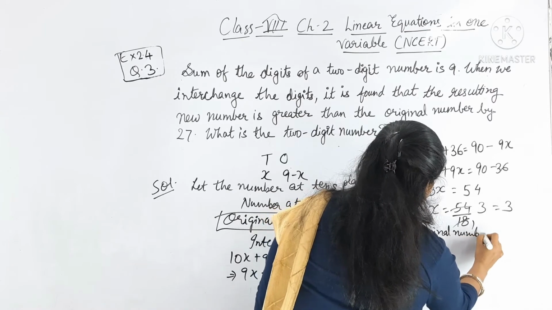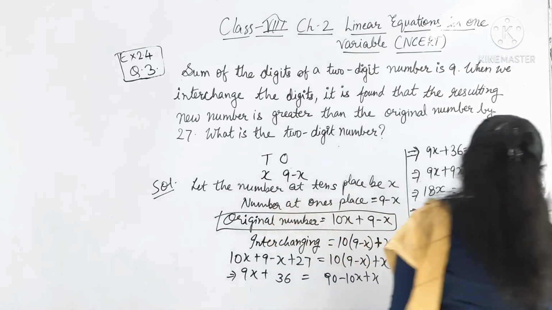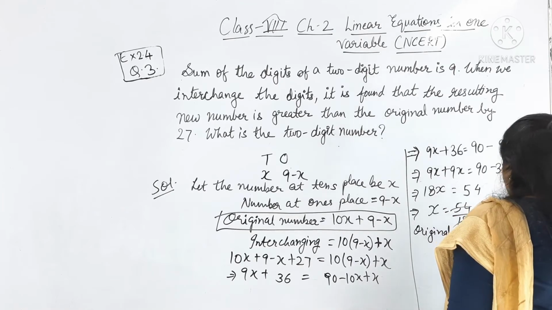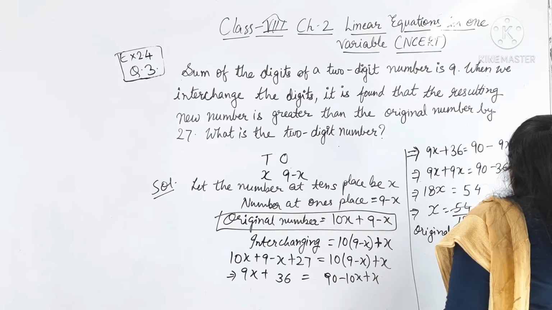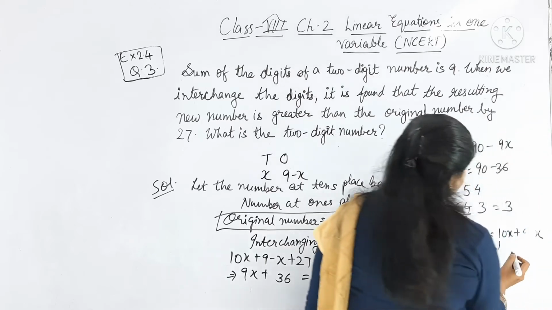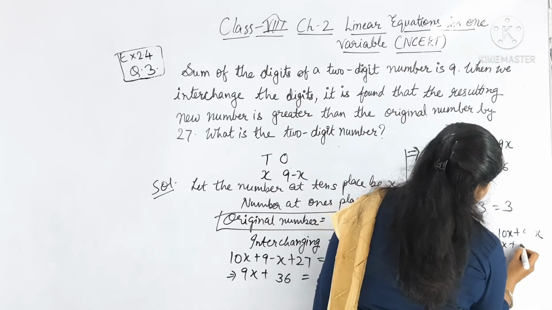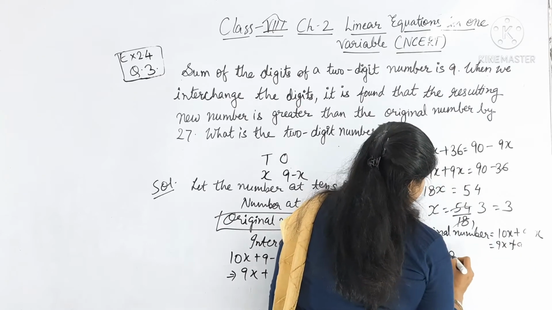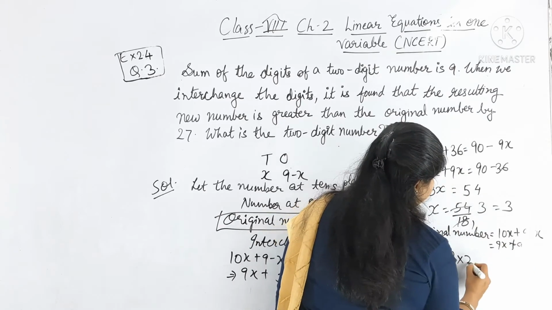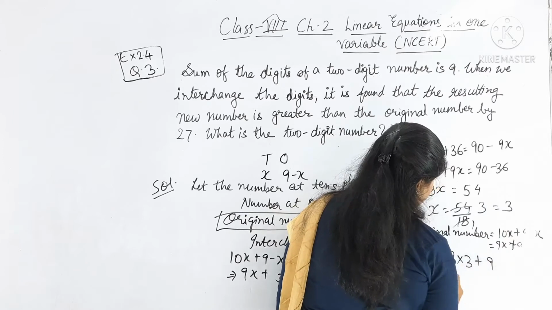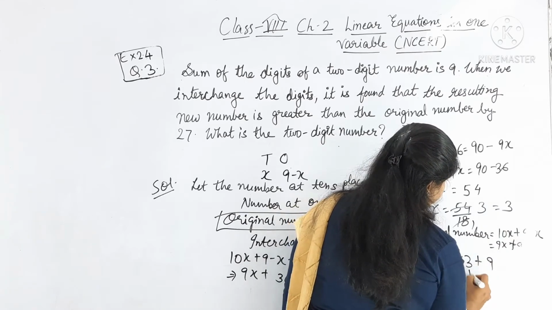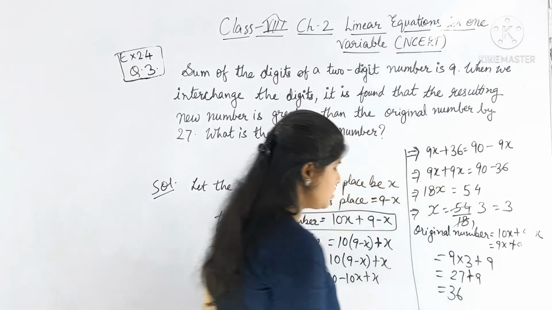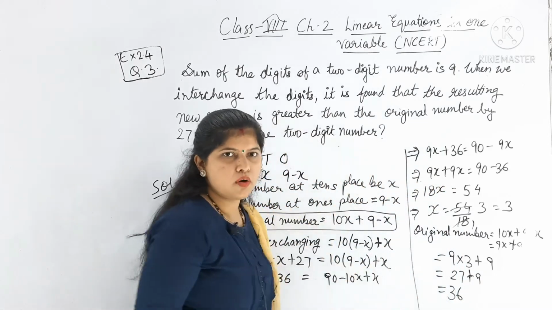Original number is 10x plus 9 minus x. So 10x minus x is 9x plus 9. I can write like this. x is 3. We have to substitute the value of x. 9 threes are 27. 27 plus 9 is 36. So our number is 36 for this question.